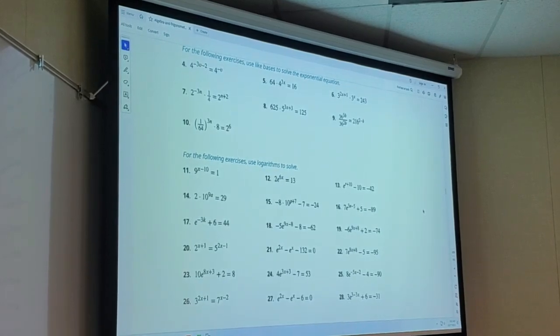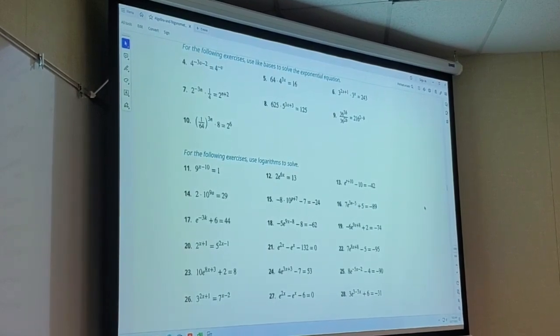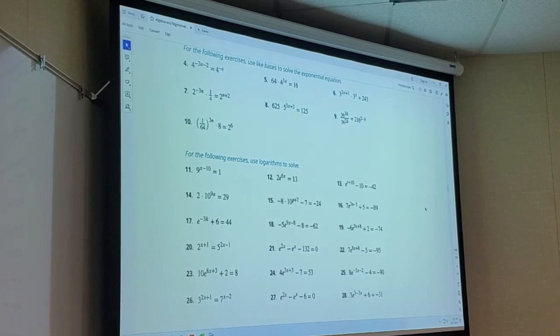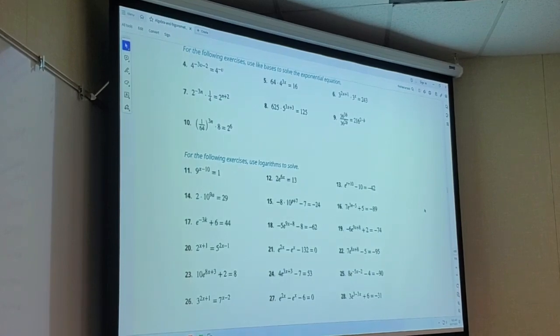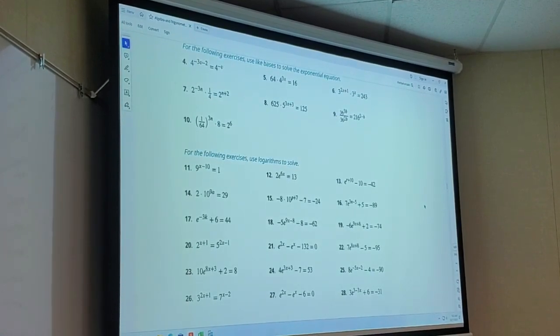So yeah, it's 3 times 81. 81 is 9 times 9, and each 9 is 3 times 3 times 3. So how many 3's do I end up with? 5. So I can make that 3 to the 5th, and the other side is 3 to the 3x plus 1, so what must be true about the powers? They must equal each other, and that's an easy equation. Then you solve it, yeah.